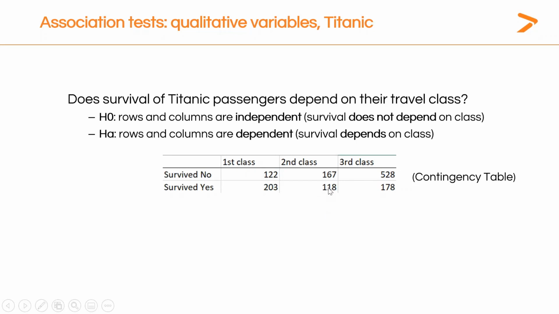I have 118 passengers from second class who survived. So this is the contingency table format of the link between two qualitative variables.